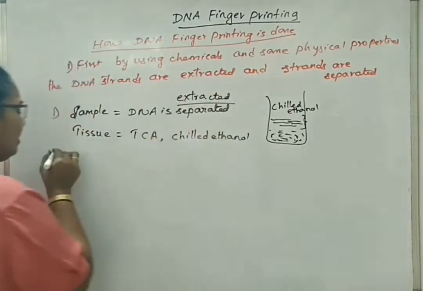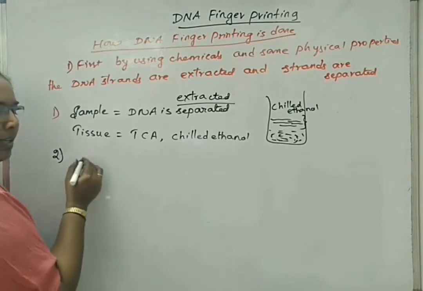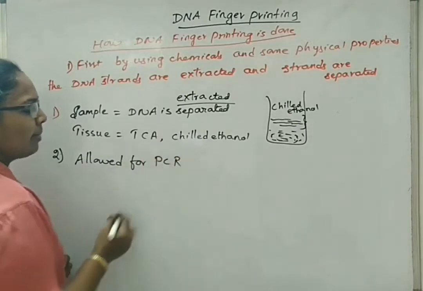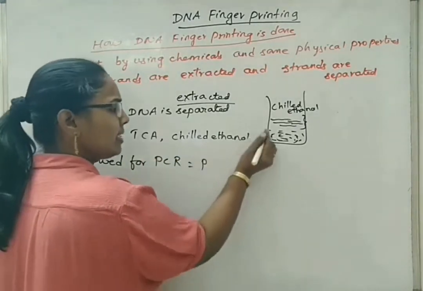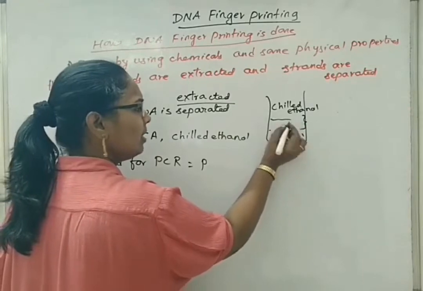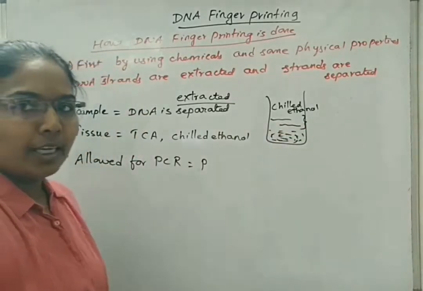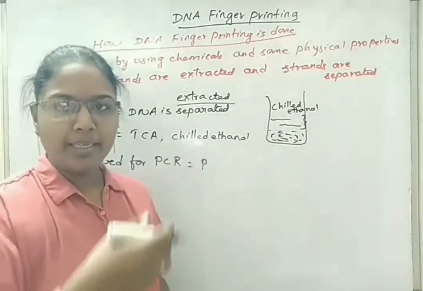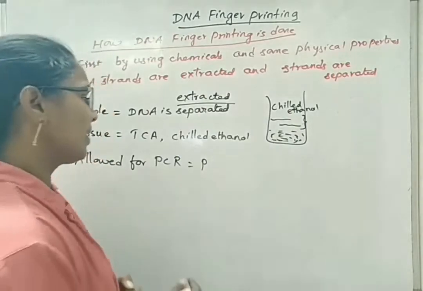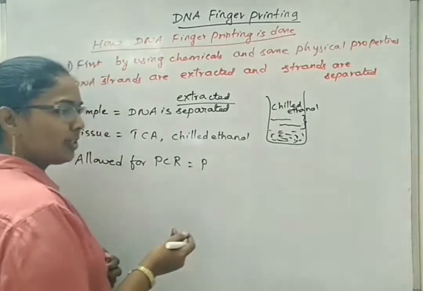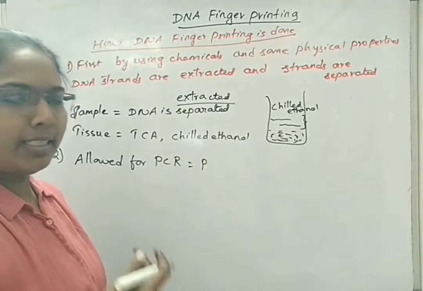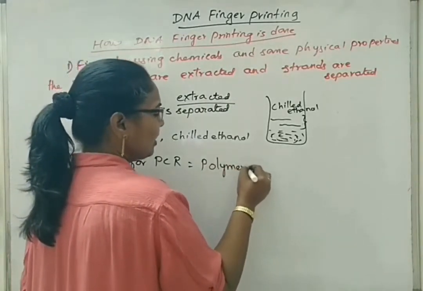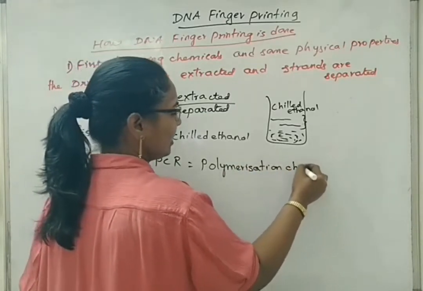The extracted DNA, in the next step, is allowed for PCR technology. What is PCR? Suppose we have got only 2 DNA fragments in the sample. We cannot do the experiment with only 2, because sometimes it may succeed or sometimes it may fail. So we need many copies of the available DNA strands. So we allow them for polymerization, in the sense of increasing the number of DNA strands. PCR method. Full form is polymerase chain reaction.